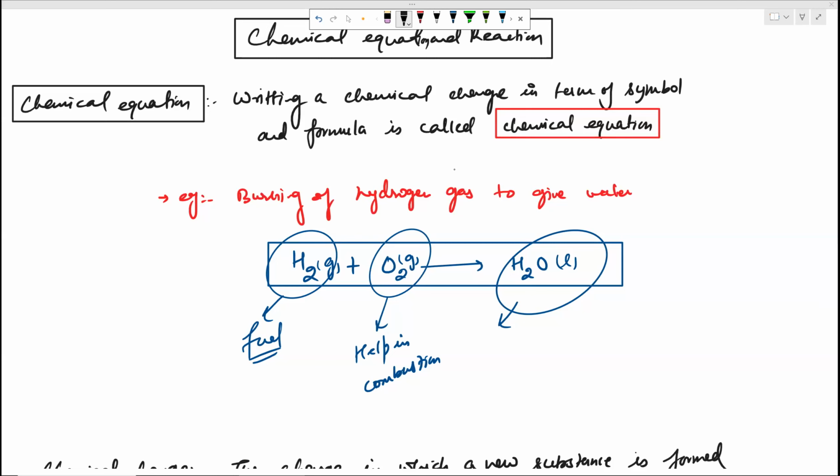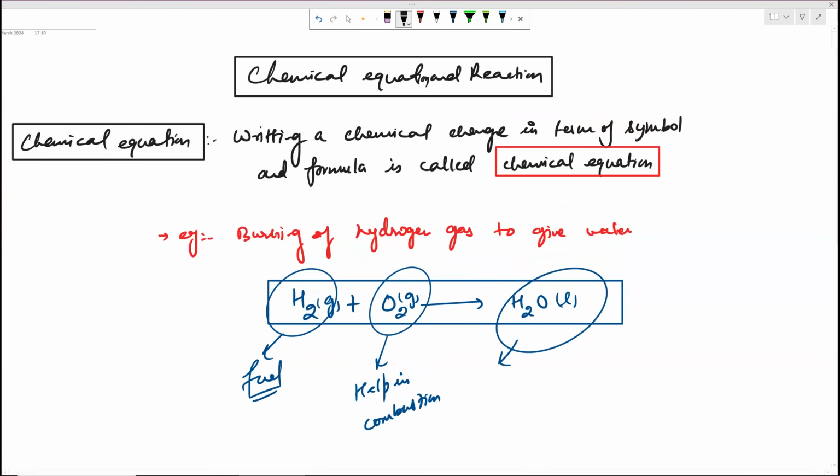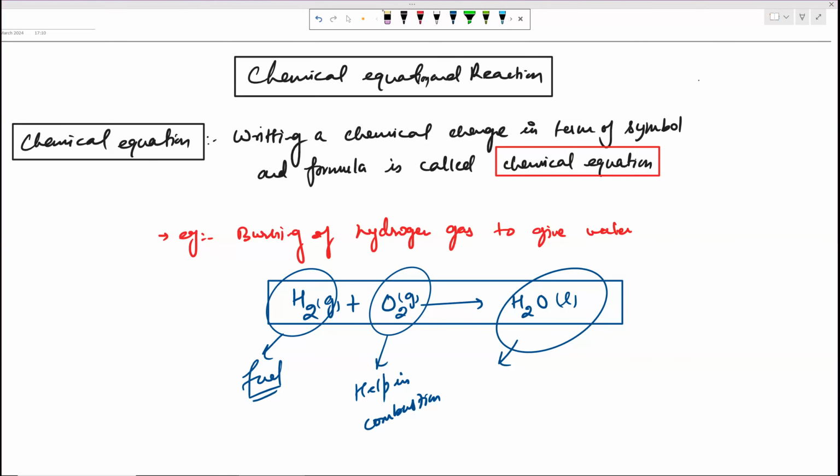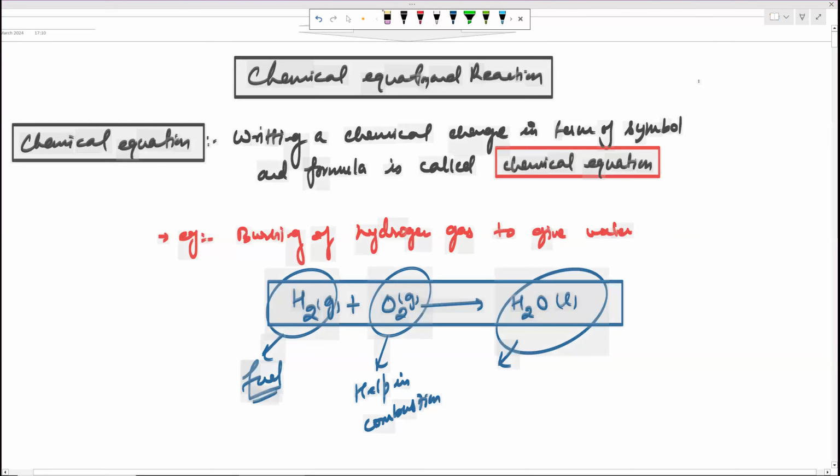Okay, so let's start. This is the first chapter that we are going to study today: chemical equations and reactions. In 10th chemistry we have four chapters, and out of these four, the first chapter is important. Why is it important? Let me explain.